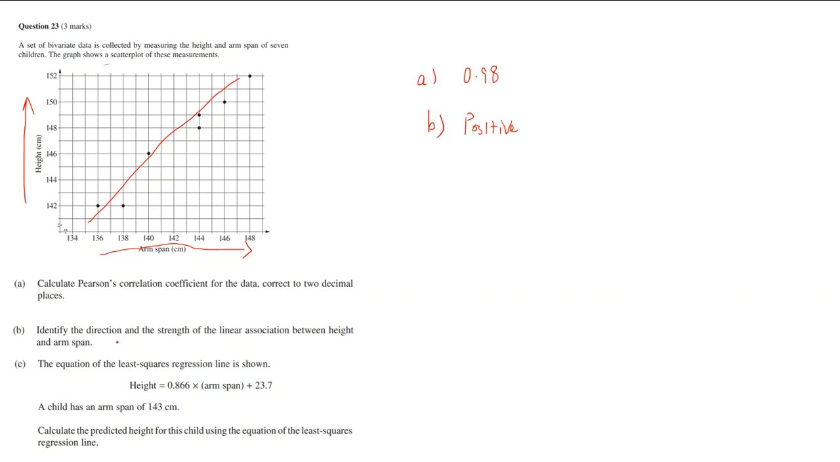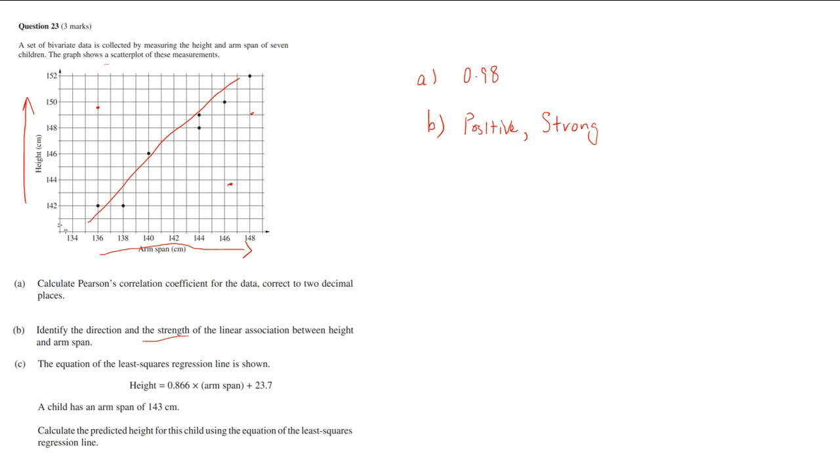Then what it's also asking is what is the strength of the relationship? Now, I would say this is a strong strength. The reason I say this is strong is because the points are quite closely knitted together. They are not sparse. There is not one point over here, another one here. So something like this is called a strong relationship.